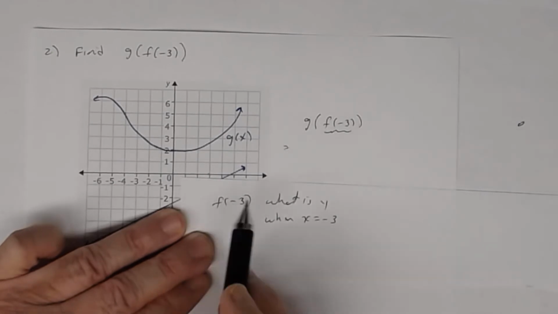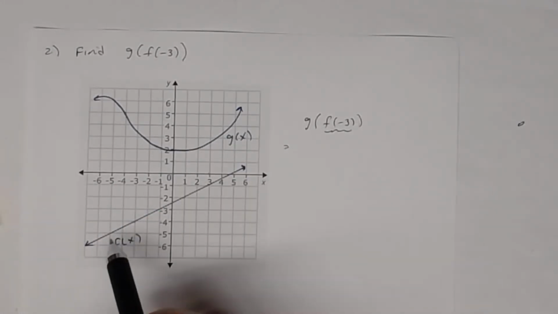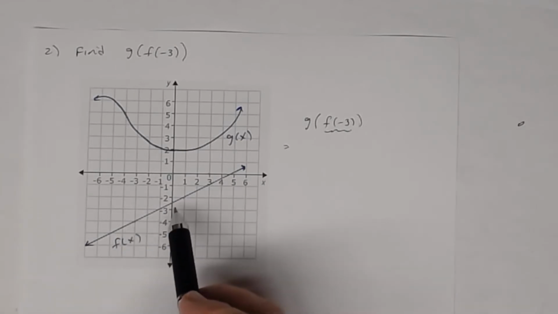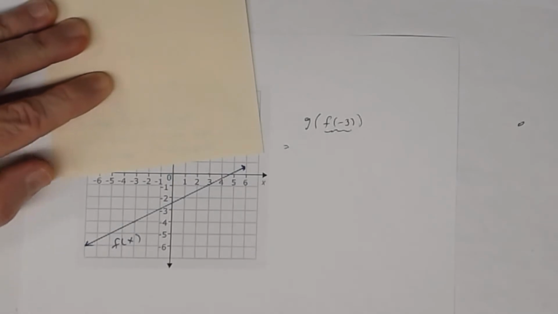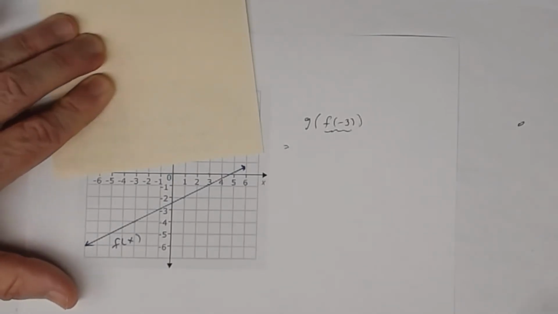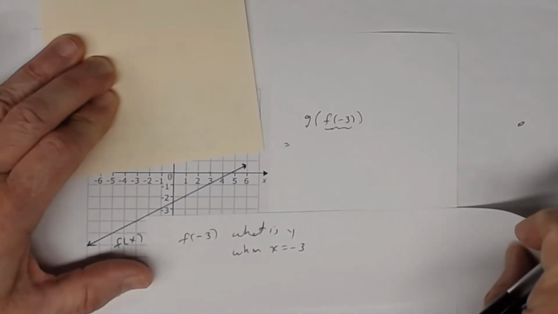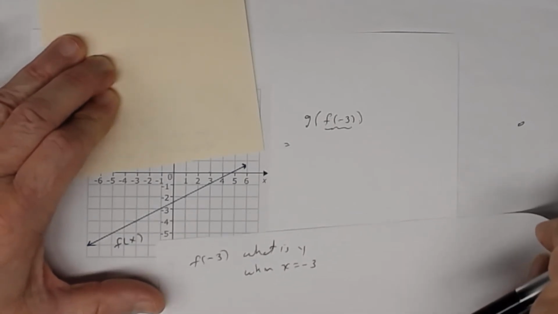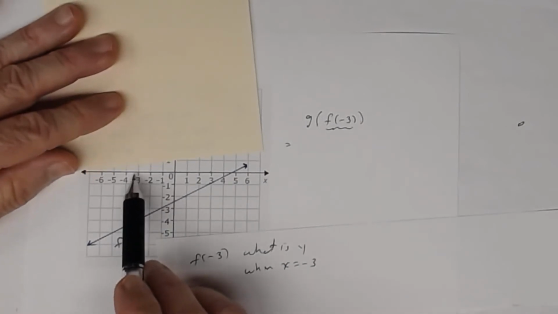We have to go to the function f, so make sure you're using the correct function first. The graph of the function f is down here. Let's cover this part up so we don't look at the wrong function. So f of negative 3: I go to my coordinate plane, and here's where x is negative 3, right here.